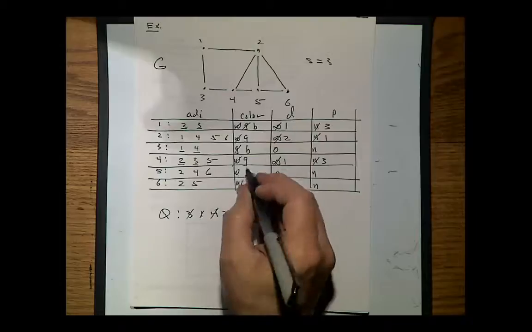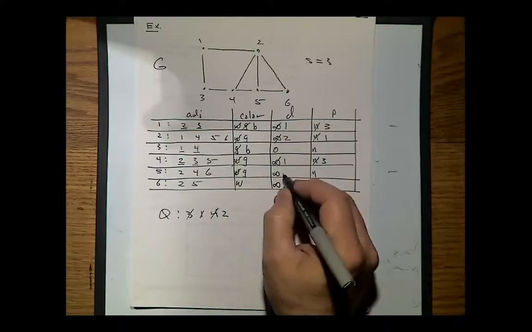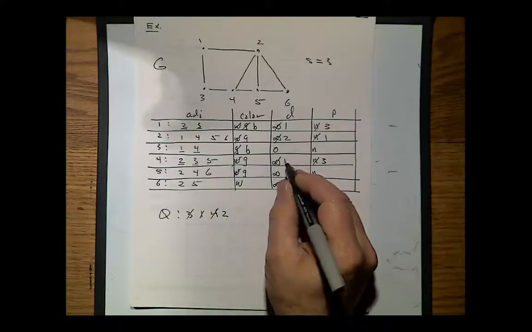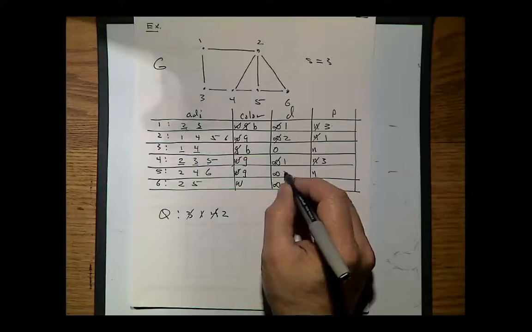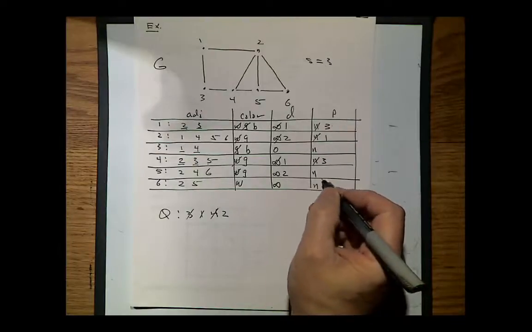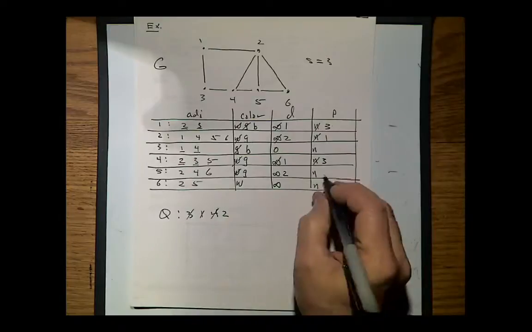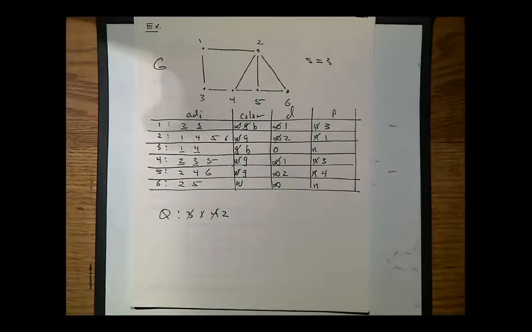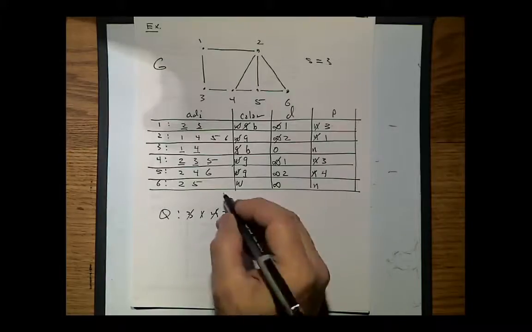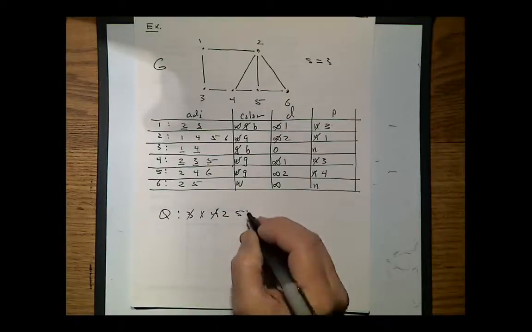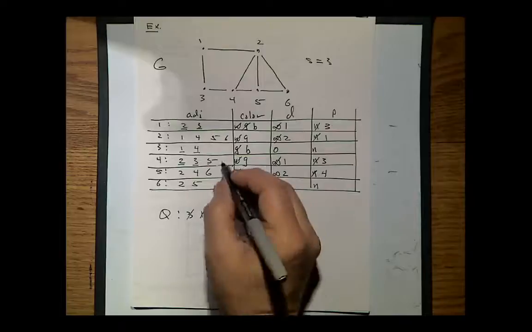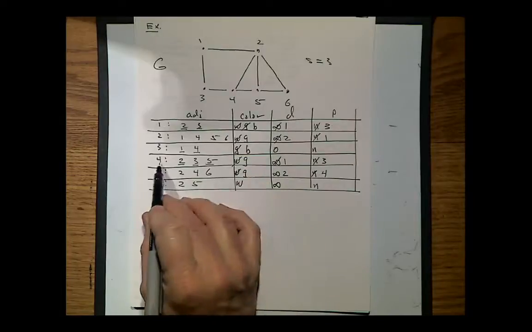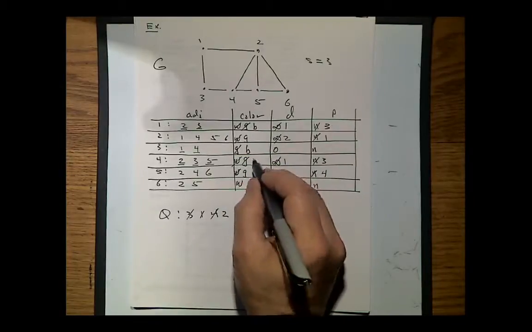5 is still white. So I color it gray, set its distance to be 1 plus 1, which is 2, and set its parent to be where I'm discovering it from. That's 4. And I also enqueue the 5. Don't forget to enqueue. That takes care of the 5. I'm now done with 4, so I can color it black.